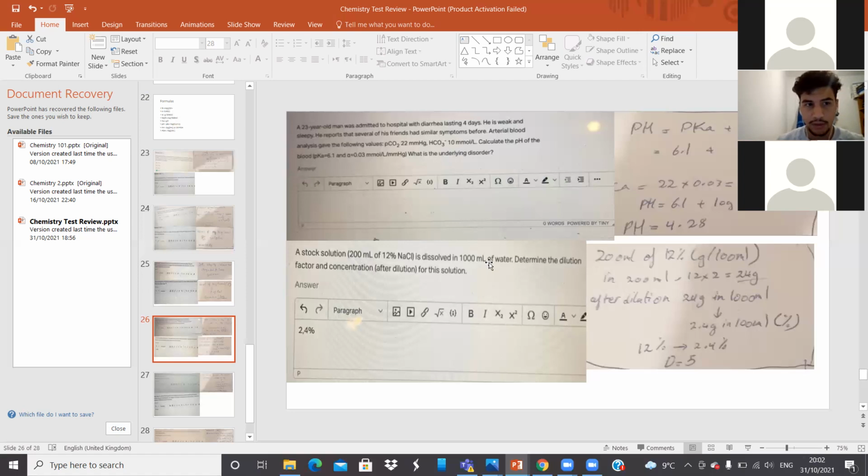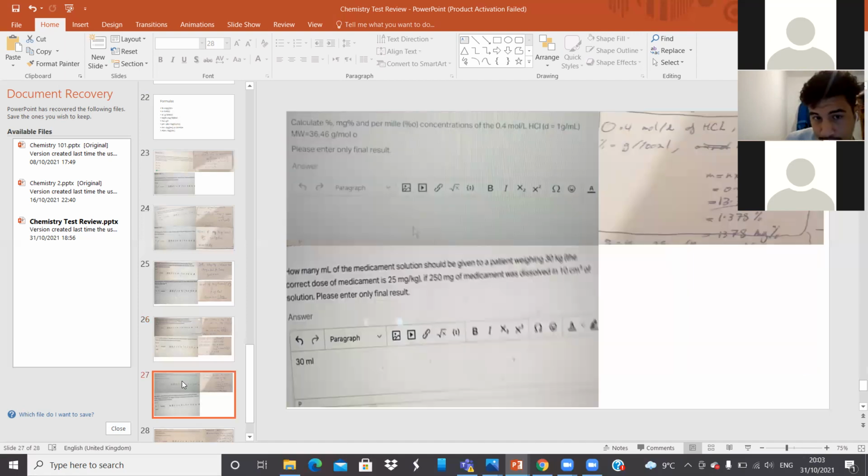And then you dissolve that in 1,000 milliliters. So 24 grams in 1,000 milliliters. In other words, 2.4 grams in 100 milliliters, or 2.4%. So from 12% to 2.4%, the dilution factor is 5. You had the same exact question before.